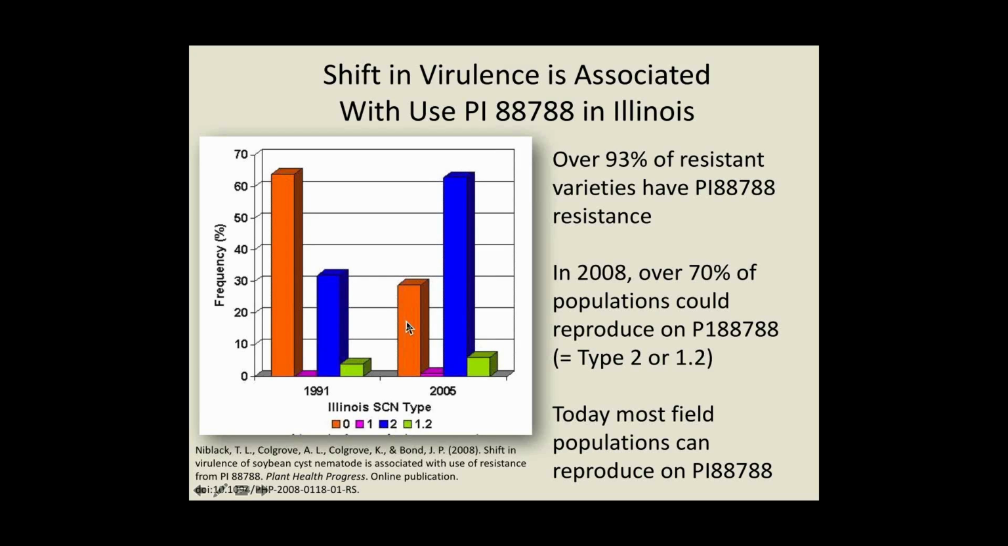So shift forward to 2005, and we see a flip-flop of that. The majority of the fields tested had an HG type of 2 or 1.2. That's 2005, quite a number of years ago. We haven't done another survey since then, so this number has only gotten worse. We've not done anything to make this get better. We've continually done the same thing, which is deploy 88788 resistance into most of these fields. So this would just make this bar graph go higher, and probably this one go lower.